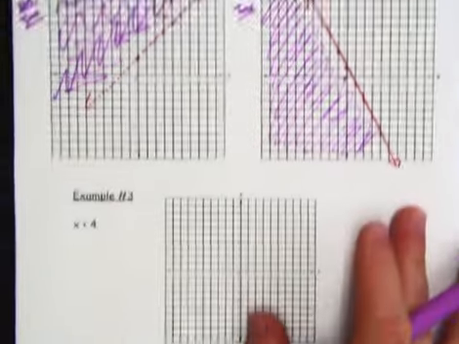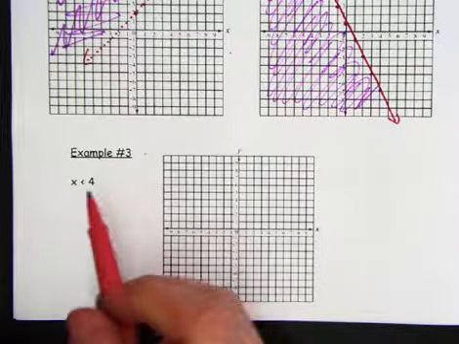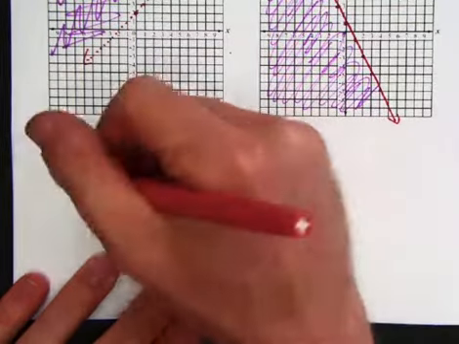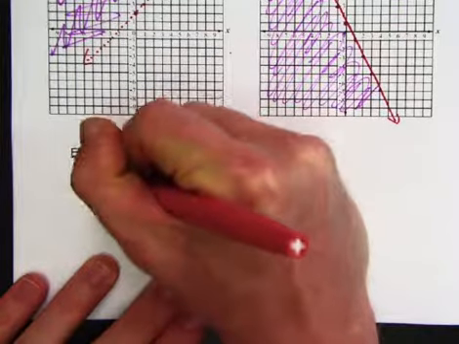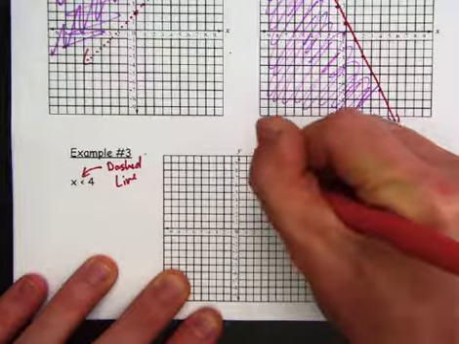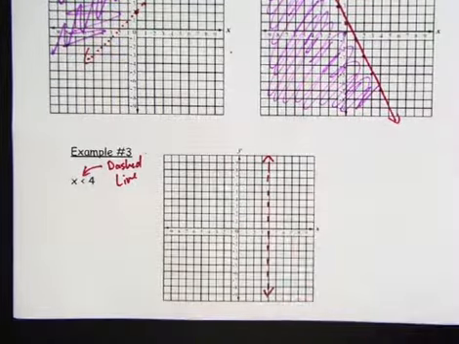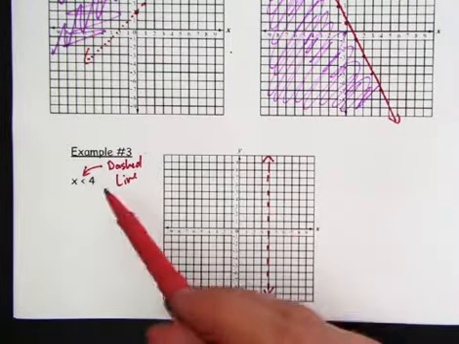Let's look down here at example number 3. This one's going to be pretty straightforward. Our inequality is x is less than 4. So our line's just going to be on x equals 4, and it's a dashed line. We're just drawing a dashed vertical line. Okay? Makes sense, right? x equals 4 would just be a straight line up here. It's dashed because it's x is less than.